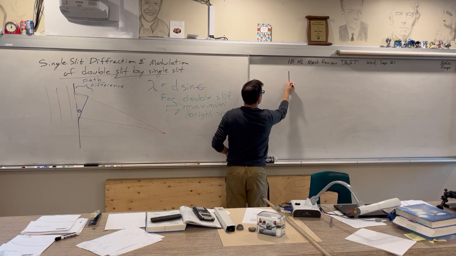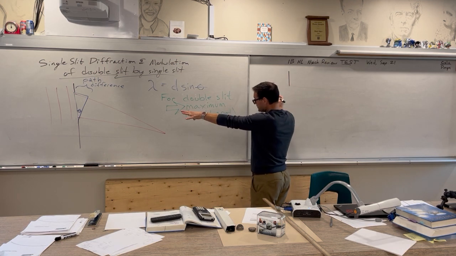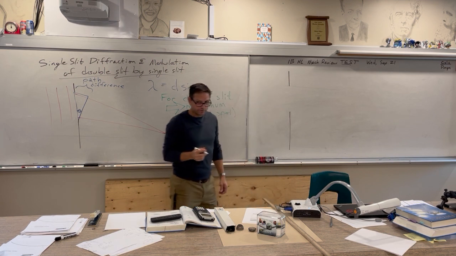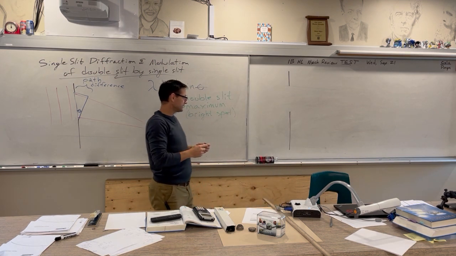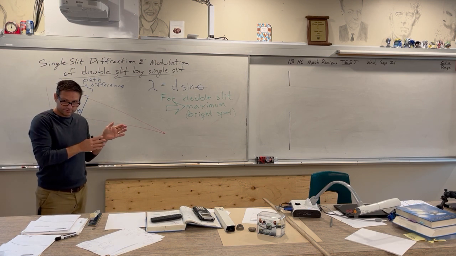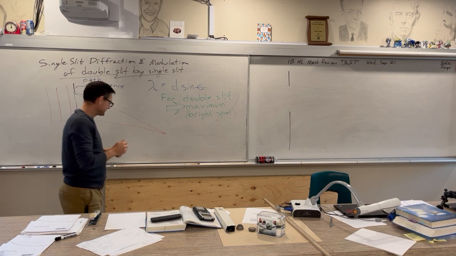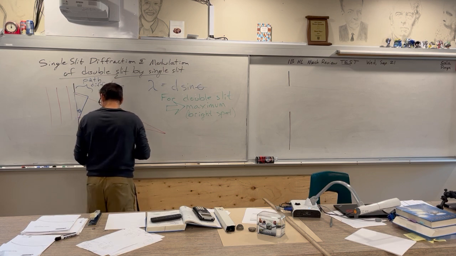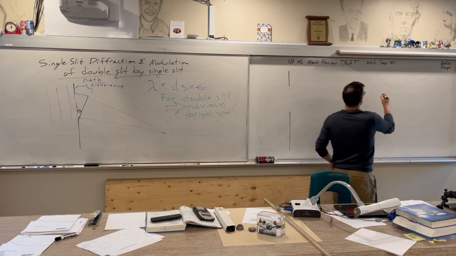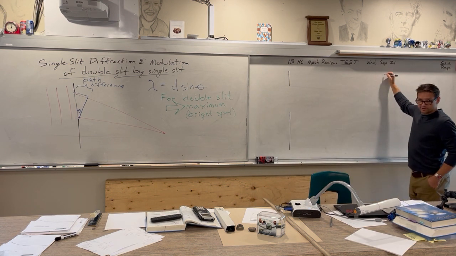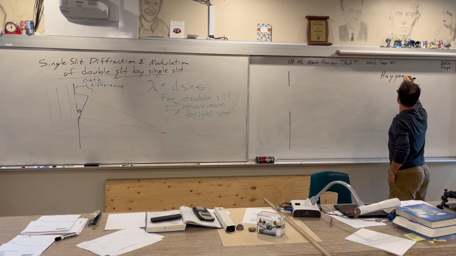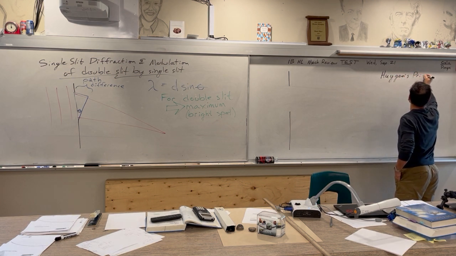So draw this again, but this time leave the center barrier out. This is now a single slit, not a double slit. Something interesting happens. There was a guy by the name of Christian Huygens. Can I write over here? Yes. And he came up with Huygens' principle.